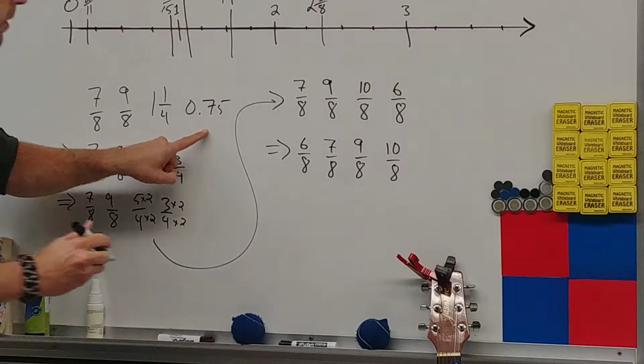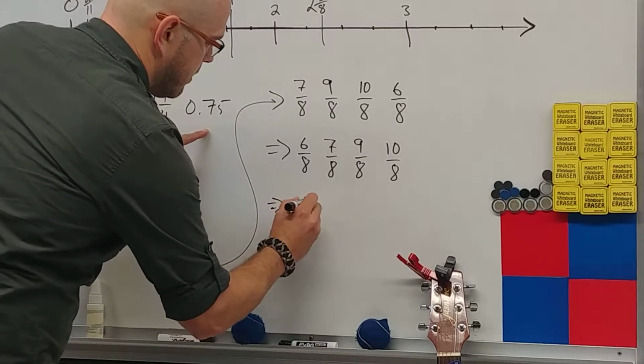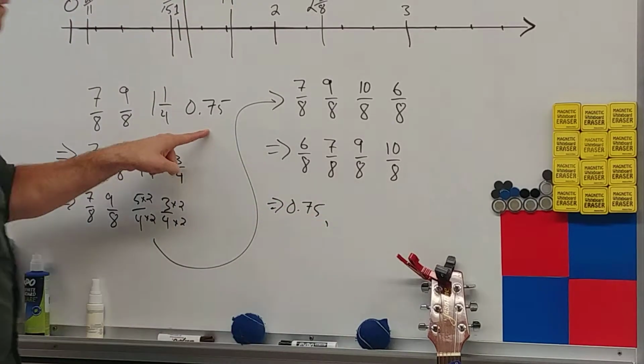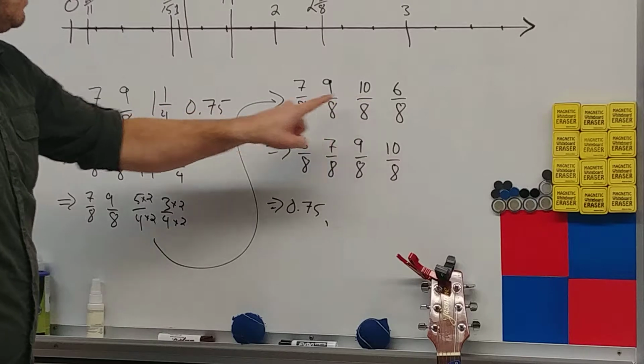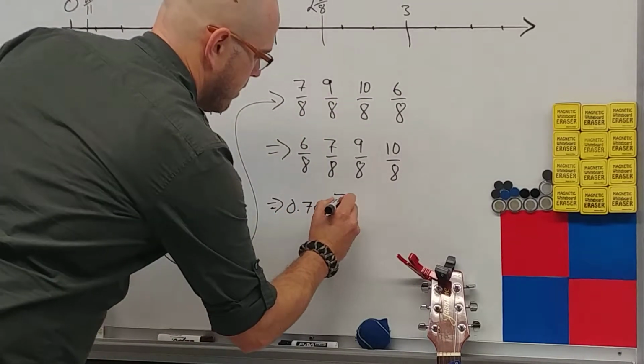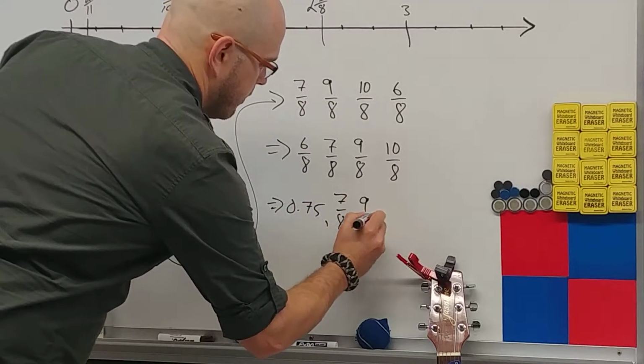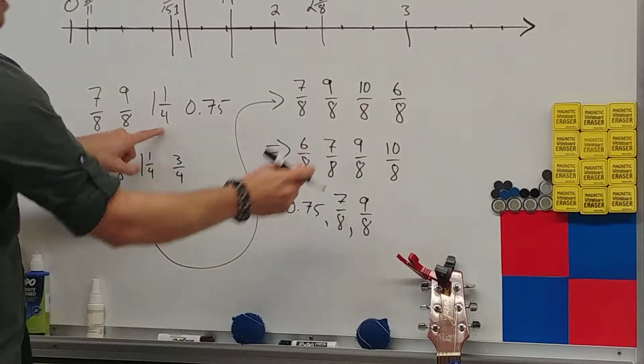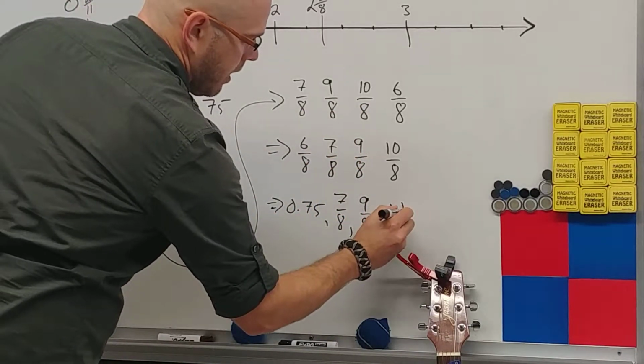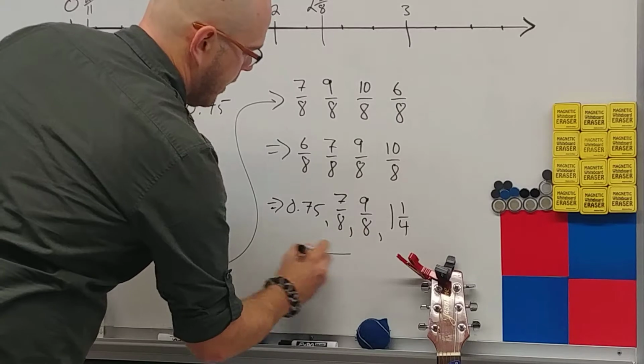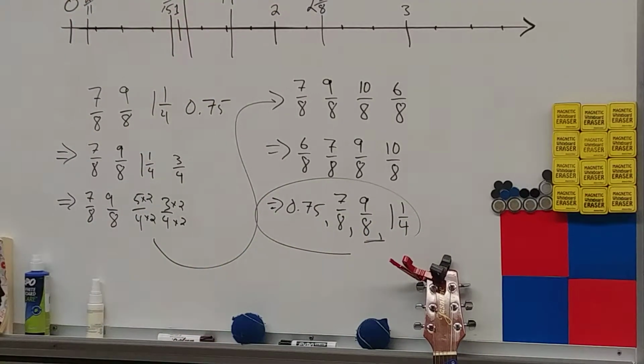And so now we see that 0.75 was the least. The next greatest was 7 over 8, then 9 over 8, and then 10 over 8, which was originally 1 and 1/4. And that is our answer. So we've now used strategy number 2, common denominators.